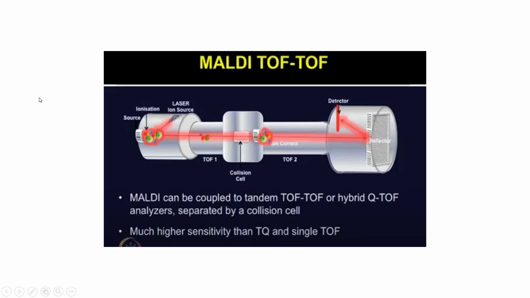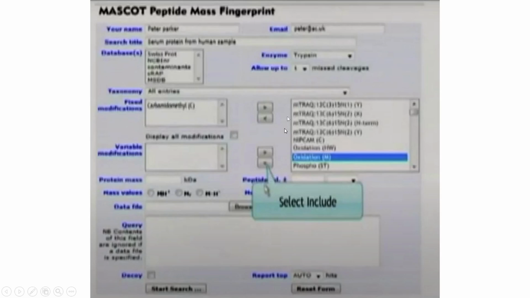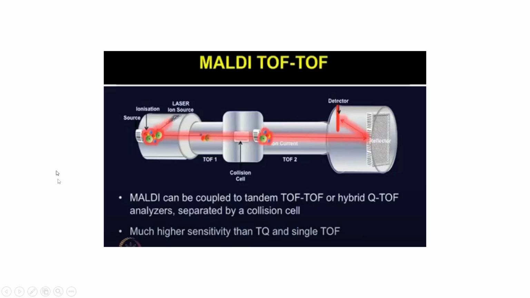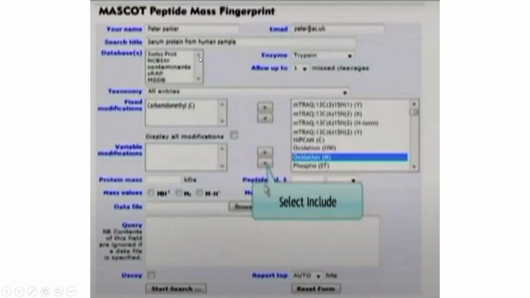Whatever peaks you are getting, there is a software which helps you understand what those peaks might be, which is called Mascot peptide mass fingerprint. This specific software will help you understand what all peaks are present and what they are predicting. You need to consider whatever you have used in your experiment, like you use trypsin for digestion.